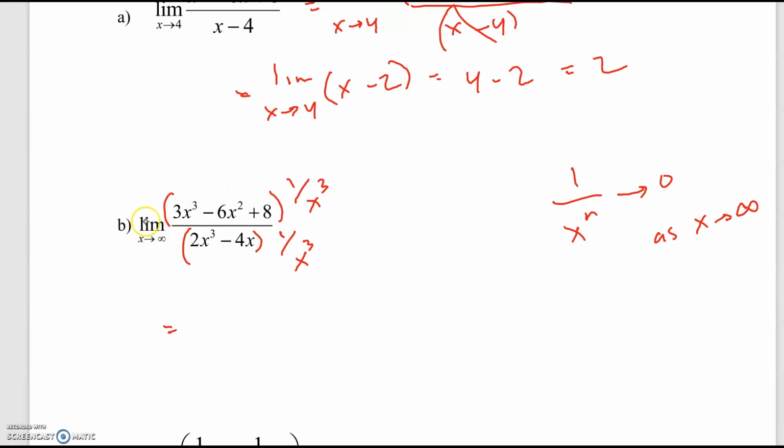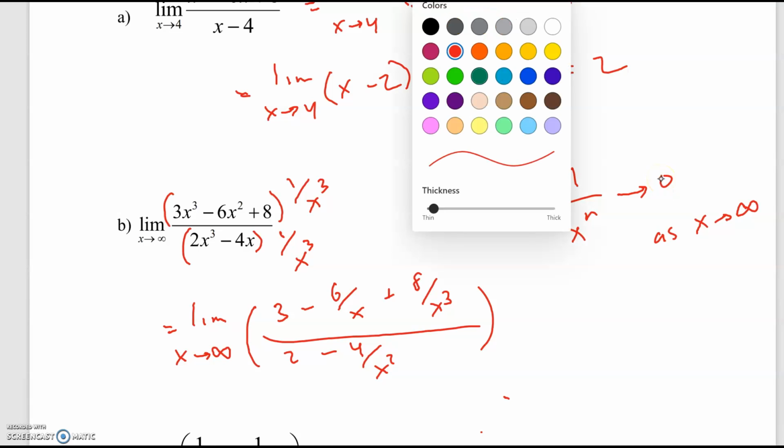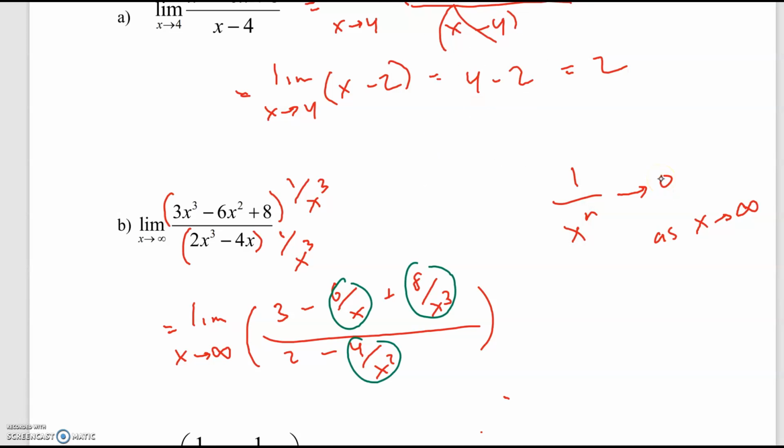And then you get 3. So then you get limit as x goes to infinity, you have 3, and then minus 6x squared over x cubed is 6 over x, 8 over x cubed. And then downstairs, 2 over x cubed times 1 over x cubed is 2. And then minus 4x times 1 over x cubed is minus 4 over x squared. And then you can apply the rule that says that 6 over x, 8 over x cubed, all those go to 0. So that goes to 0, that goes to 0, that goes to 0. And so you're left with 3/2. All right, so that's the way you had to do that one.